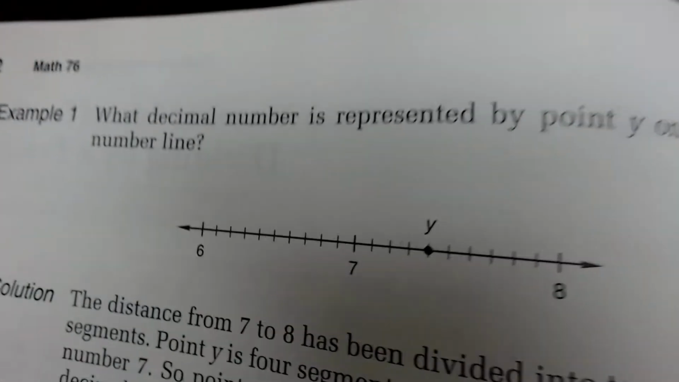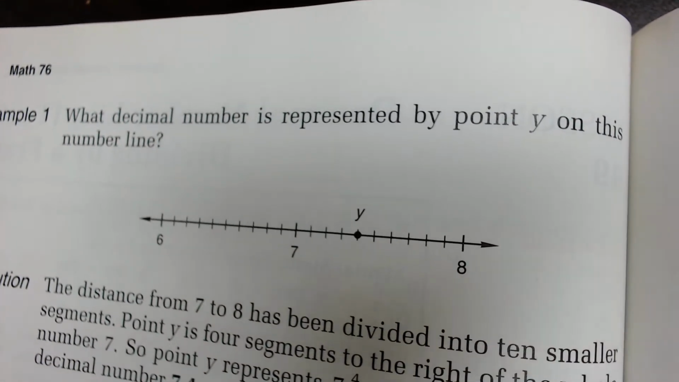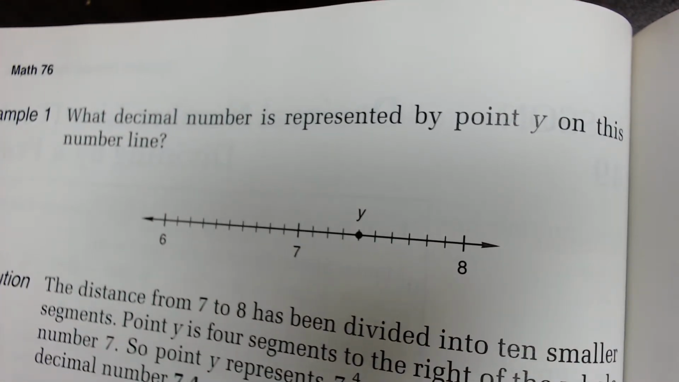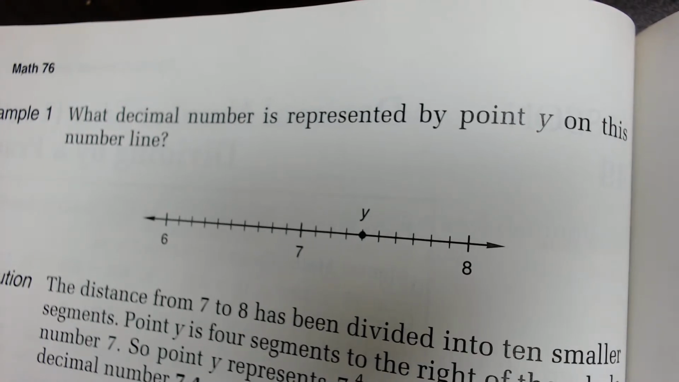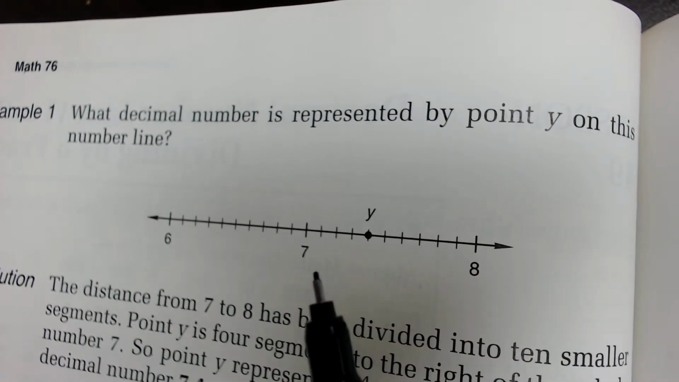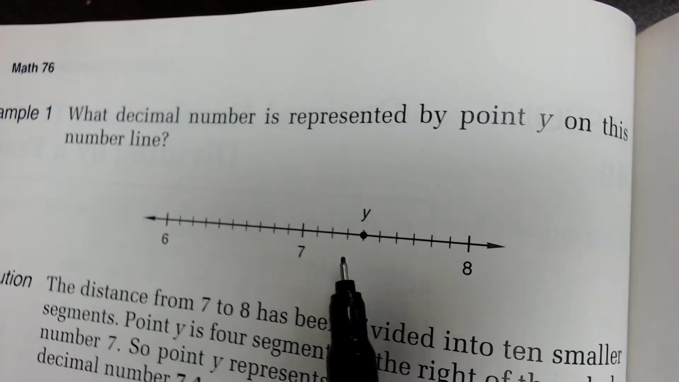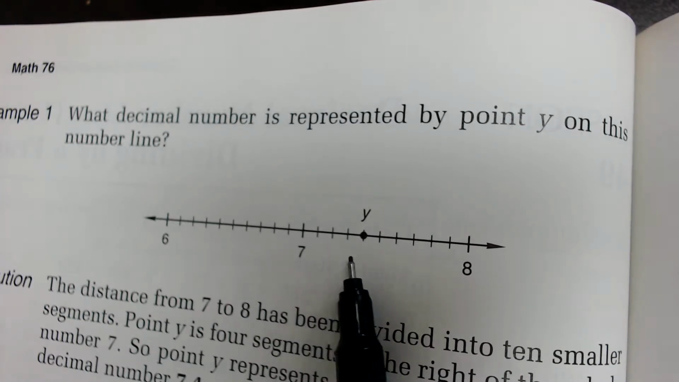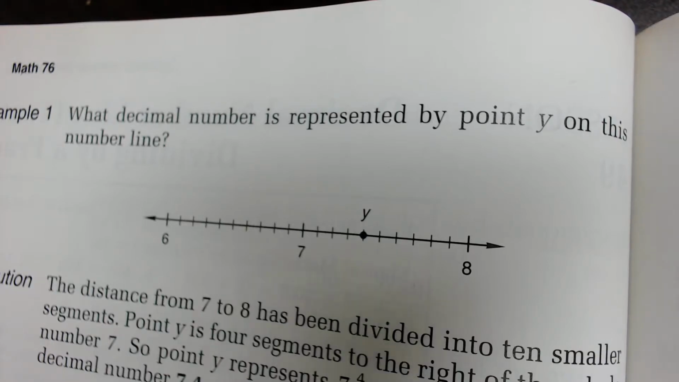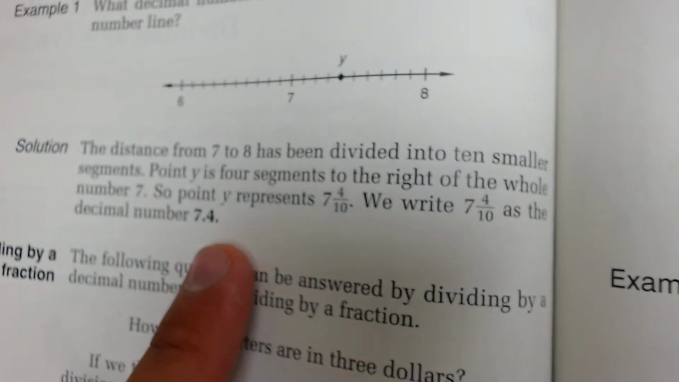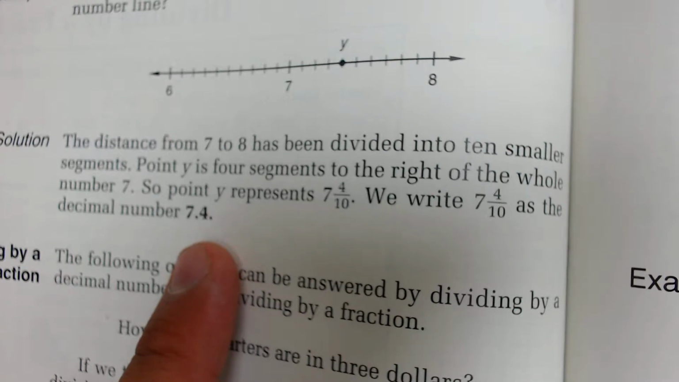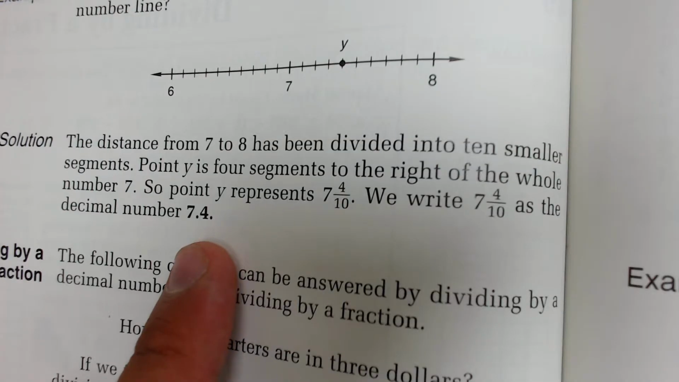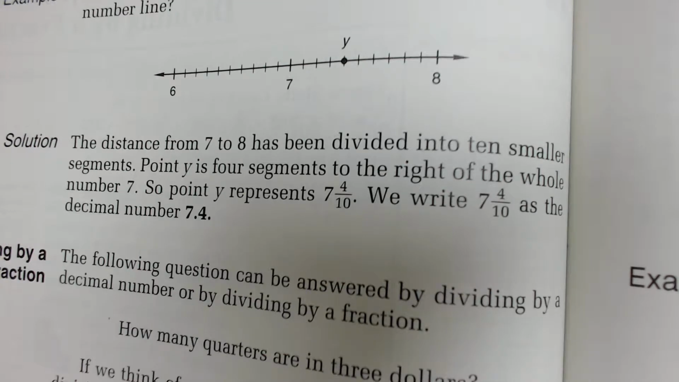This is what your problems are going to look like in your book. They're going to ask you what decimal number is represented by a point on this number line. They'll give you a decimal number line, and what you have to do is identify what whole number you have, if you have one, and then what decimal that is. If we look at this point y, we know it's to the right of 7, so it's going to be 7 point something. To figure out what decimal it is, we count 1, 2, 3, 4. So the answer here is going to be 7 4/10 or 7.4. And that's the solution that they came up with right here. So that should be a pretty simple problem to handle.